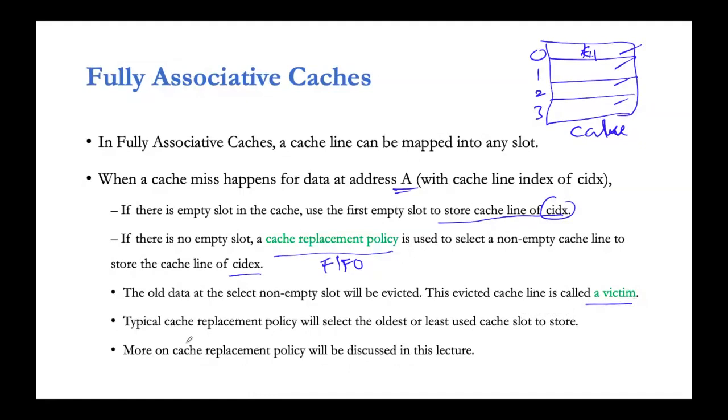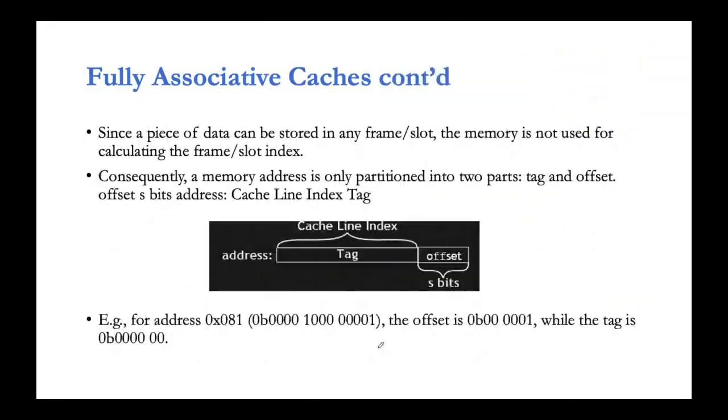Typically the cache replacement policy will select the oldest or the least used cache slots to store the upcoming cache lines. We'll discuss more on cache replacement policies, such as least recently used or most recently used.